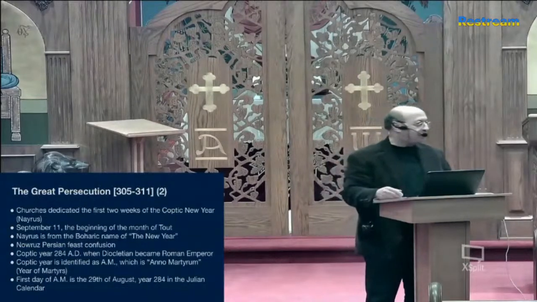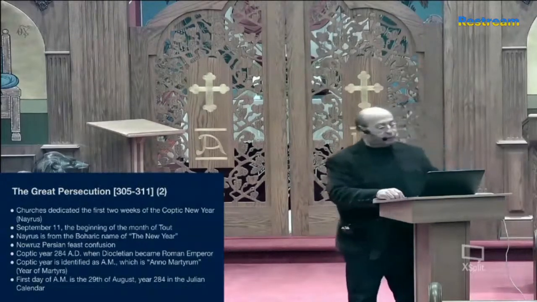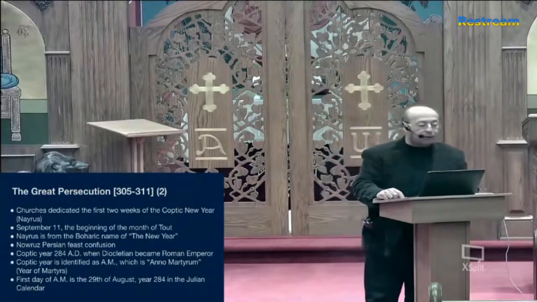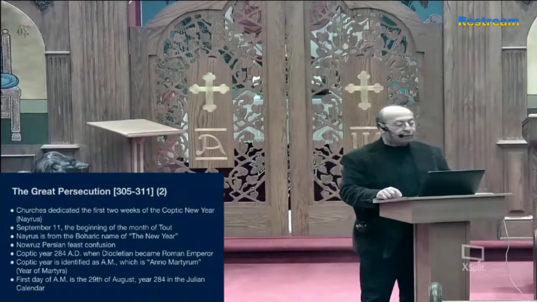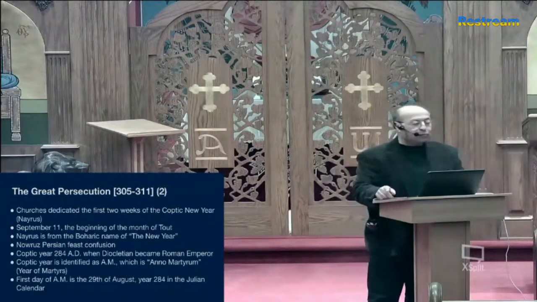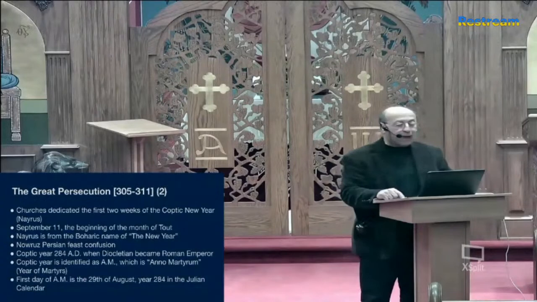Diocletian. In the Julian calendar, the first day of Anno Martyrum, the year of martyrs, is the 29th of August, year 284, in the Julian calendar.